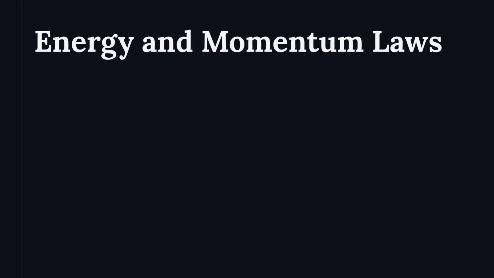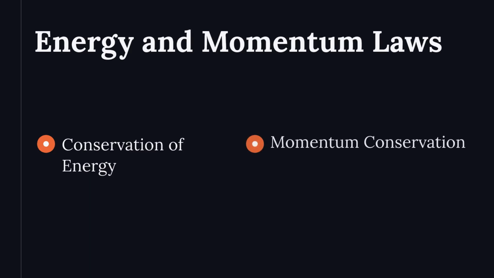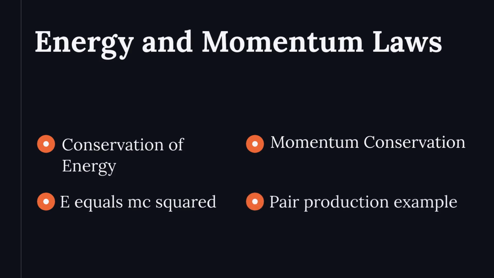Energy and momentum must be conserved in all interactions. This includes rest mass energy, described by E equals mc squared. Reactions that create energy are not allowed. Pair production illustrates momentum conservation. These principles are vital in understanding particle behavior.